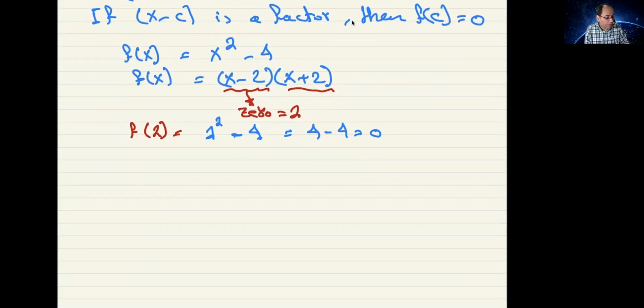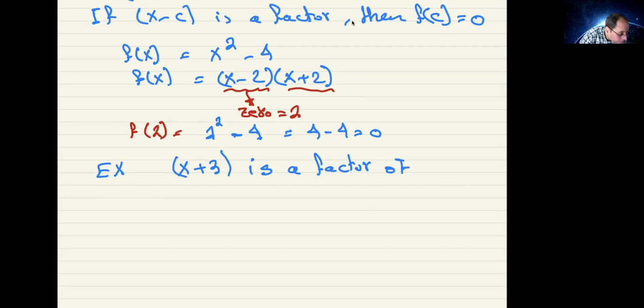All right, so let's get an example here, and then one more example, and then I'm going to stop there. So here's an example. I need to check if x plus 3 is a factor of x cubed plus x squared minus 11x minus 15.